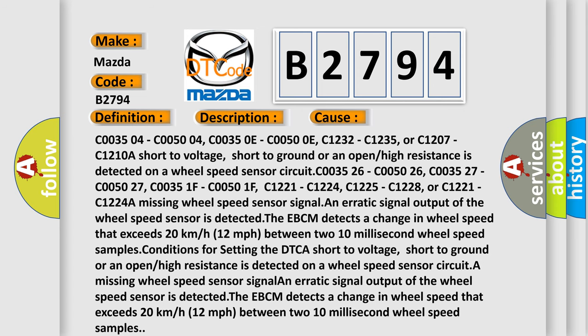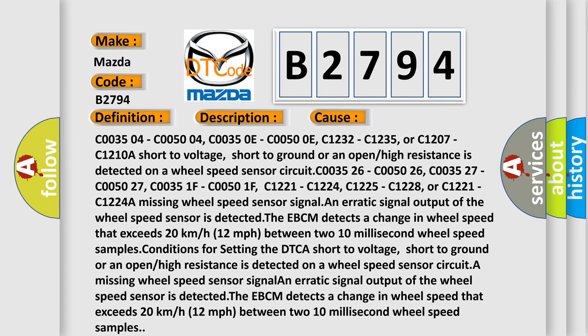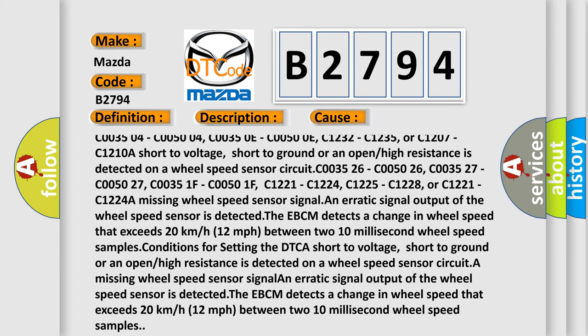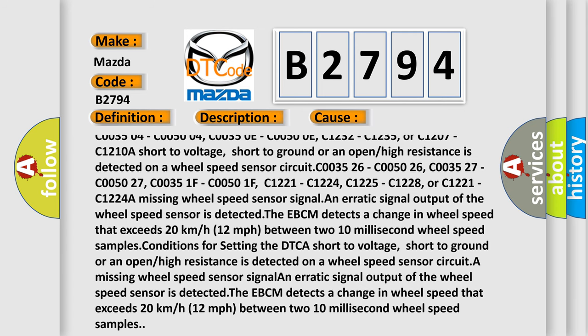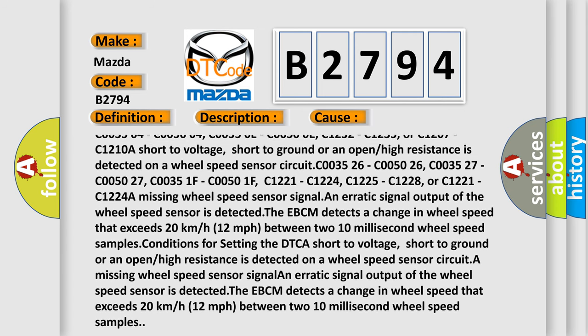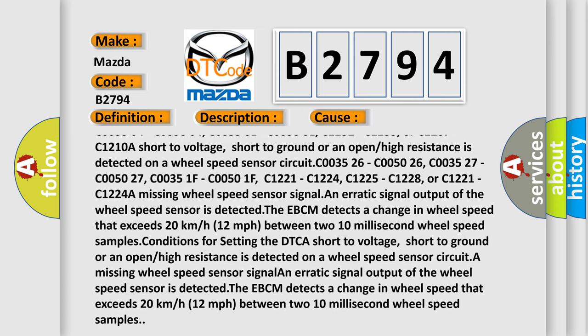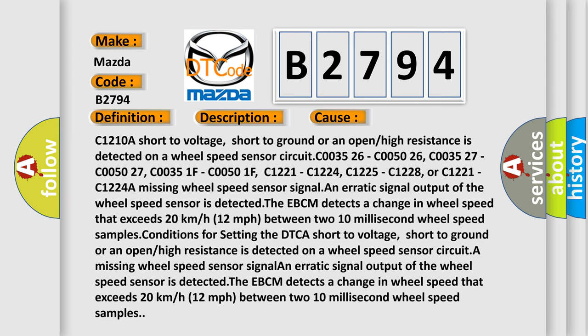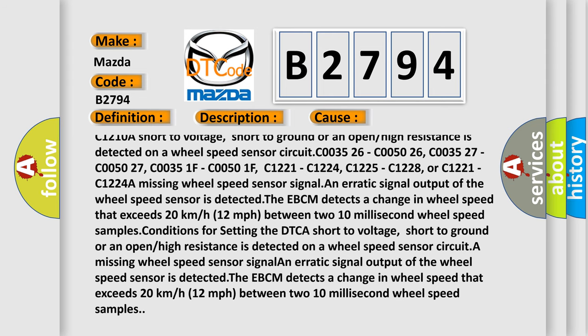C0035-04, C0050-04, C0350-E, C0500-E, C1232, C1235, or C1207, C1210. A short to voltage, short to ground, or an open or high resistance is detected on a wheel speed sensor circuit.